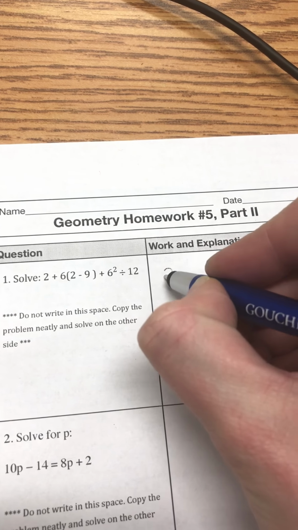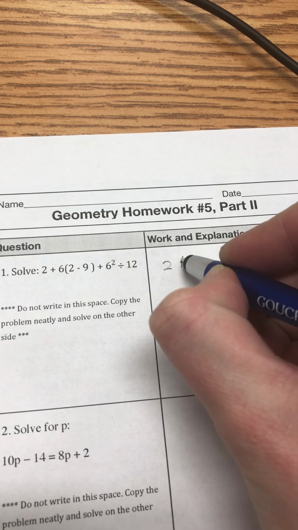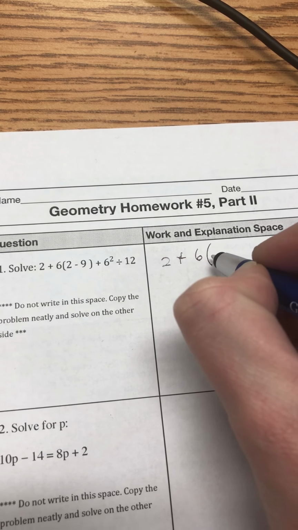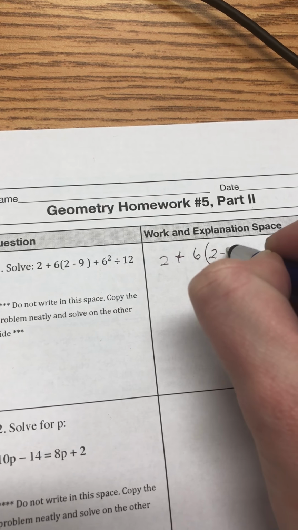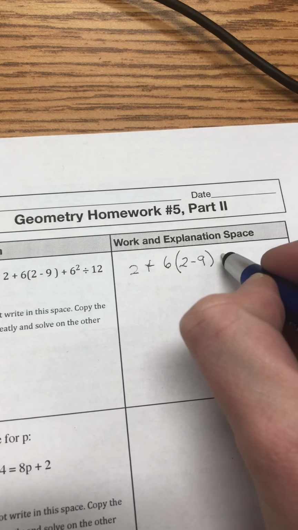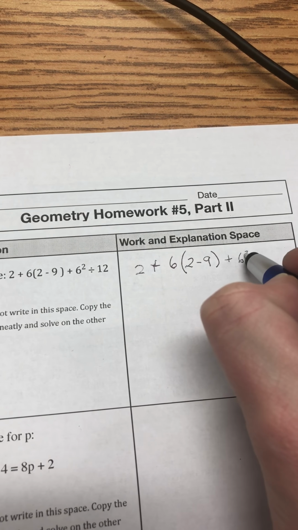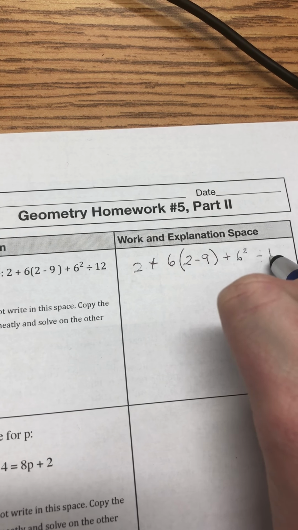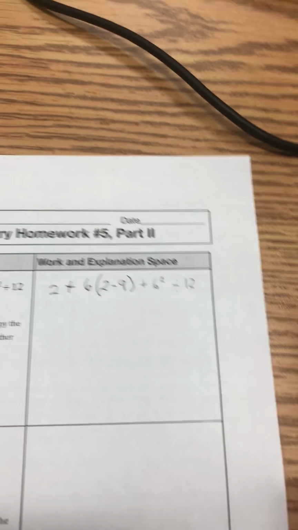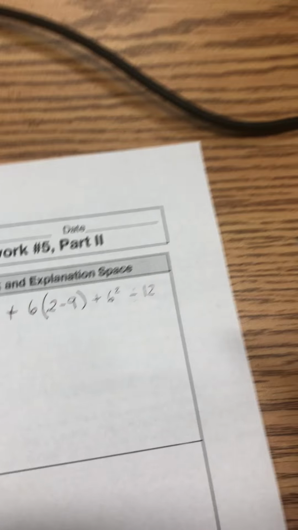So we'll write 2 plus 6, and then we have parentheses 2 minus 9 inside the parentheses, and then we have plus 6 squared divided by 12. In this case, we don't see an equal sign, so we know that for these types of questions, we need to use the order of operations in order.